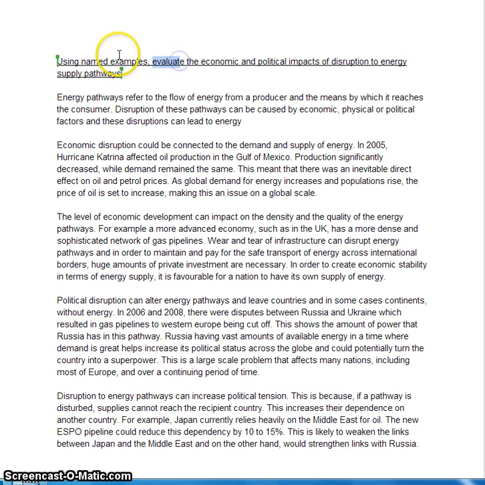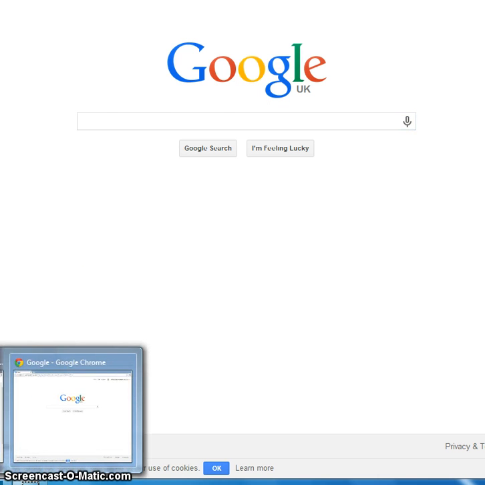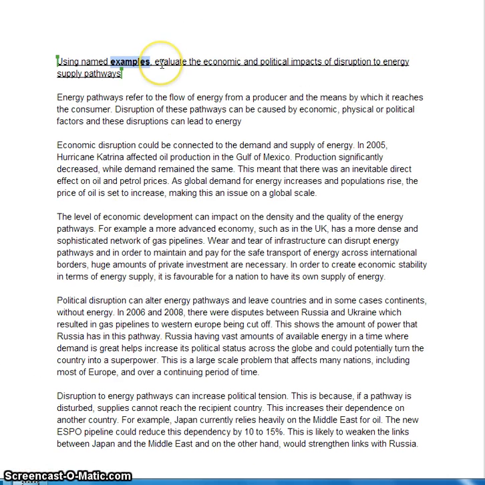So we know we're going to be looking at examples. Right, what have I done there? So let's go back. There we go. So apologies for that. So we're not going to be using examples. We know that we're going to have to evaluate, and I'll come back to that. We're only looking at economic and political, okay, and we're looking at energy supply pathways.